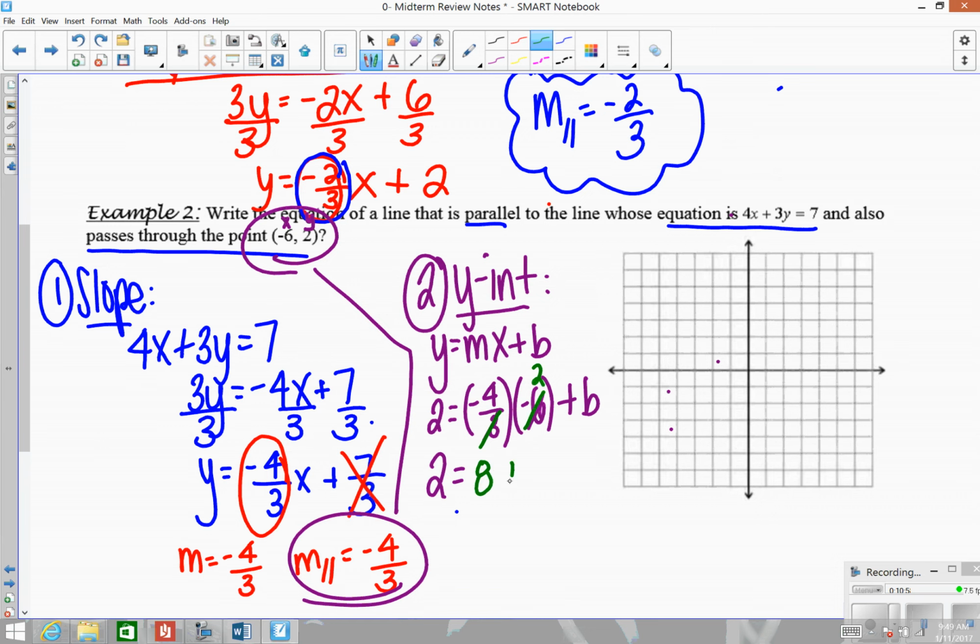So 8 plus b, subtract 8 from both sides. So you get negative 6 for b. So that's one way to find the y-intercept. The other way is to use the graph.